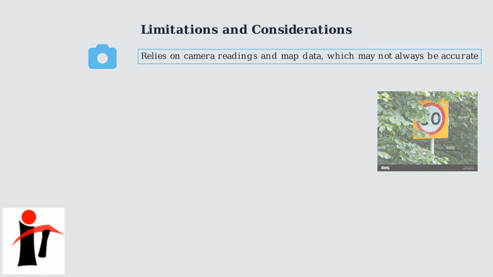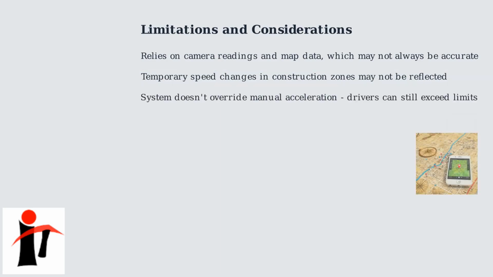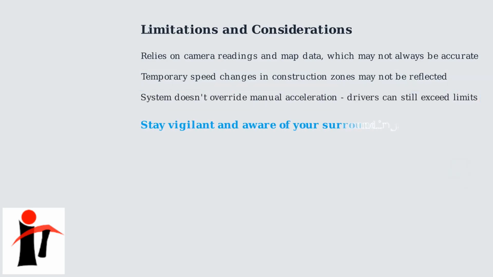Speed limit mode relies on camera readings and map data, which may not always be accurate. Temporary speed changes in construction zones or areas with outdated maps may not be reflected. The system also doesn't override manual acceleration, so drivers can still exceed limits intentionally. Stay vigilant and aware of your surroundings.